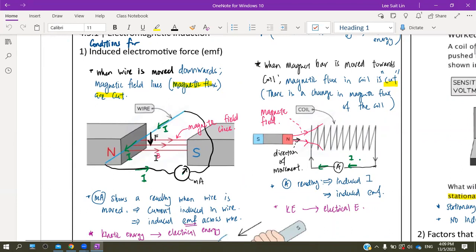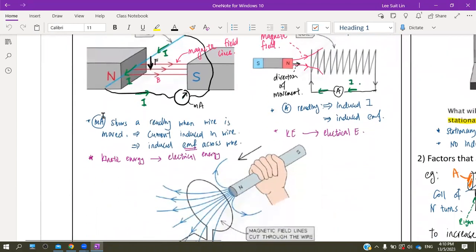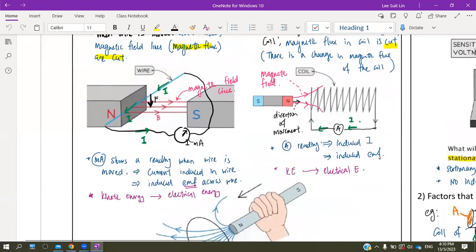You see the magnet, all these field lines that we're drawing. As long as the magnet is moving, or the conductor is moving. Okay, so for example, in this case, the wire is moved downwards. So this means that the magnetic field lines are cut. When the magnetic field lines are cut, the milliammeter will show a reading. This means current is induced in the wire, there is induced EMF across the wire. So there's also an energy conversion. When you're moving the wire, you are converting kinetic to electric.